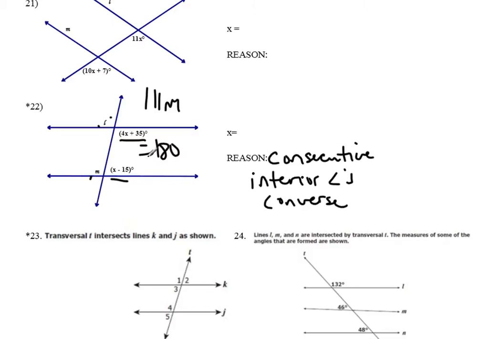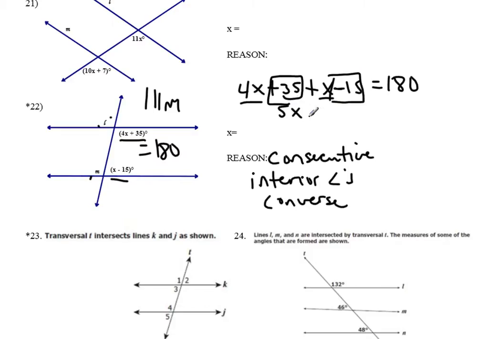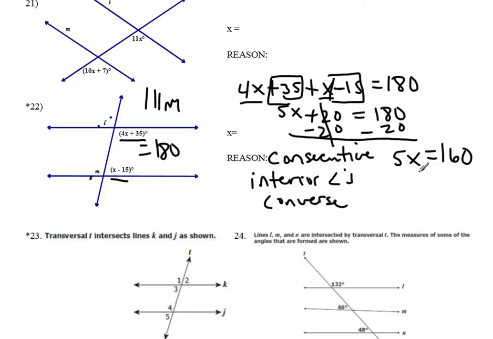So I'm going to set 4x plus 35 plus x minus 15 equal to 180 degrees. First step is to combine my like terms. 4x and x is 5x. 35 and negative 15 gives me a positive 20. That equals 180. Subtract 20 from both sides. I get 5x equals 160. I'm going to divide by 5 on both sides. So I get x equals 32.